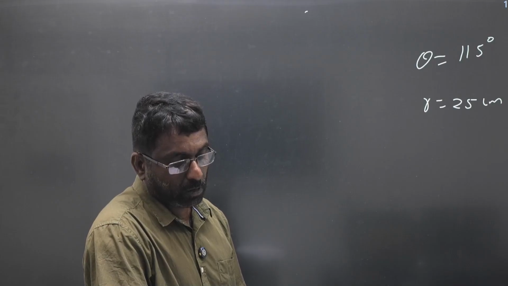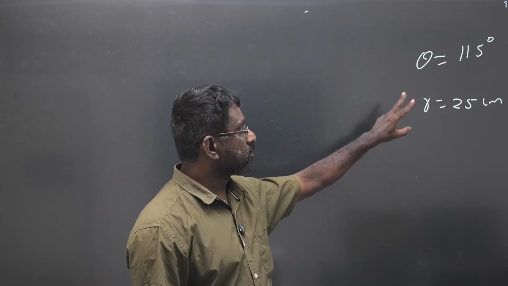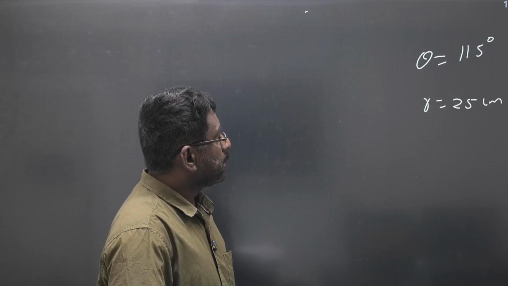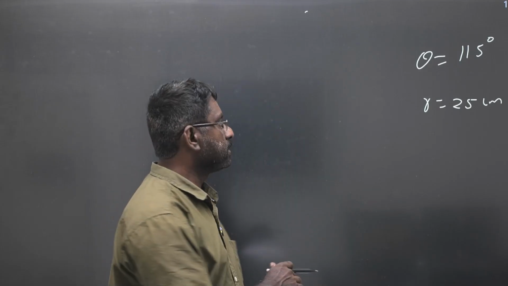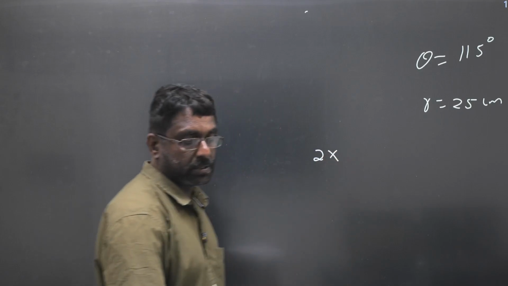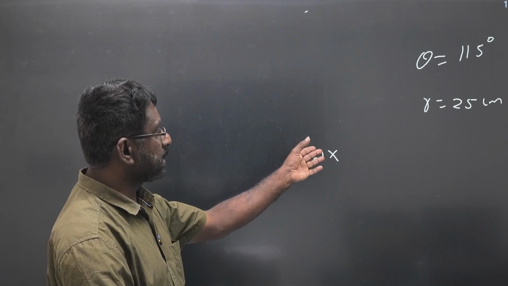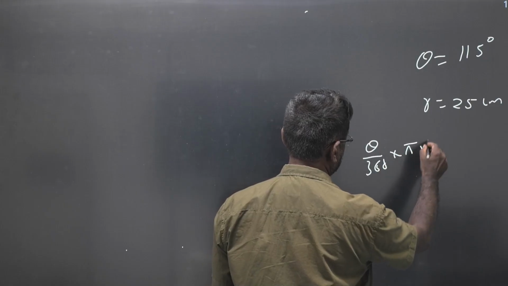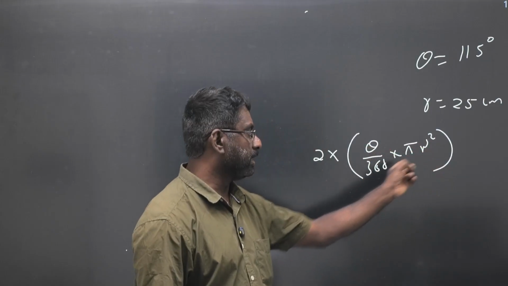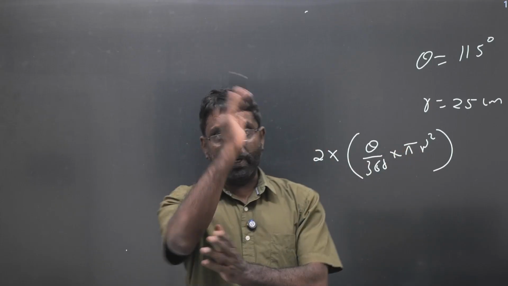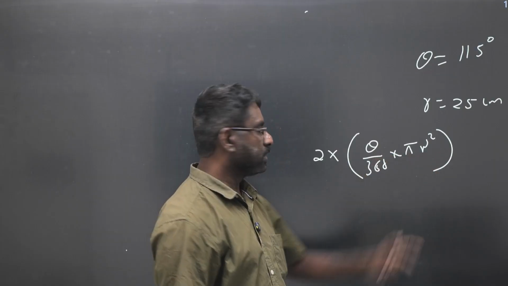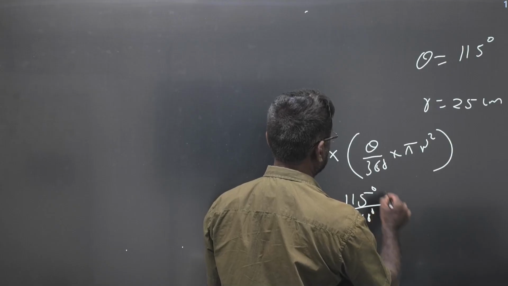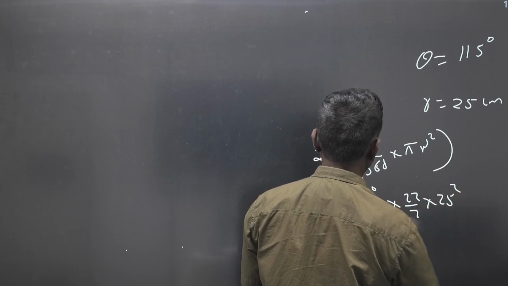So total area, there are two wipers. For one wiper we can find out the area. For two wipers, area is equal to 2 times the area of this sector swept by the blade. That is 2 times theta divided by 360 into pi r square. This is the formula for finding the area of the sector. Here 2 wipers are there, so take 2 times of this. So 2 times, what is theta? 115 degree divided by 360 degree into 22 by 7 into 25 square.